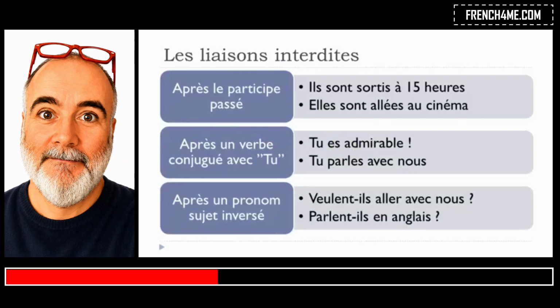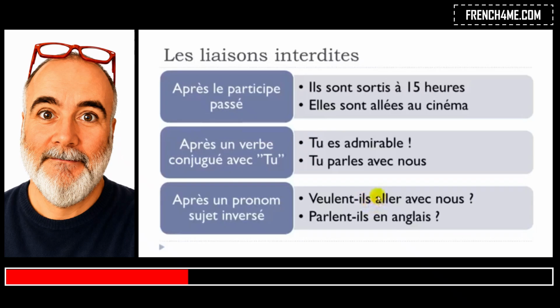And then when you've got these interesting structures, so if we've got the pronoun, so the subject, and it's after your verb, like here, because normally that's the official way that we should respect. If we want to ask a question, first we should put the verb, then we should put the subject, okay? So, veulent-ils, all right? So it should go like that. And then, if you've got, well, something after, like here, aller avec nous, okay?